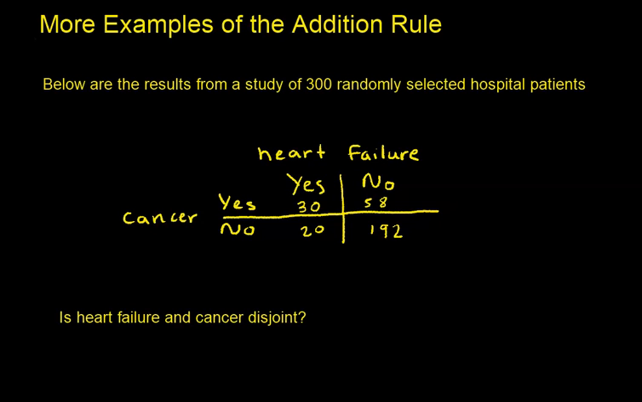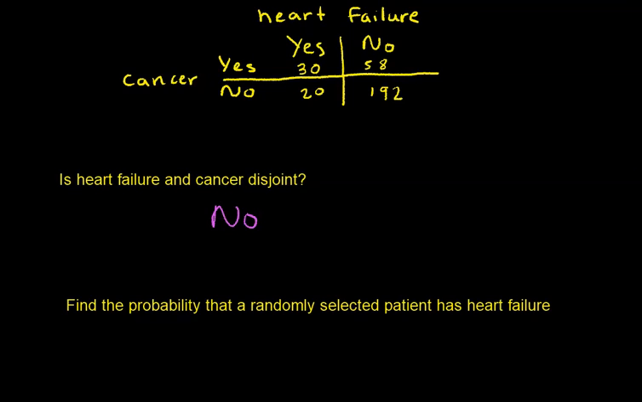So the answer to this would be no, because we have 30 patients who have both heart failure and cancer. So there's 30 patients that say yes to heart failure, yes to cancer. So no, heart failure and cancer are not disjoint. Let's go on to the next question. Find the probability that a randomly selected patient has heart failure.